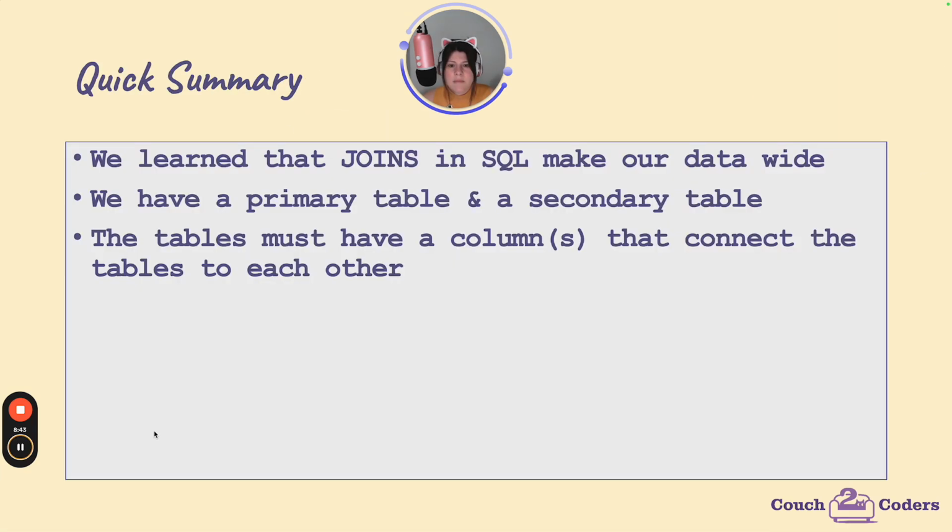Let's summarize what we talked about today. So we learned that joins in SQL make our data wide in comparison to unions that make our data long. When we're doing our SQL joins, one of the things that we need to do first is identify what is our primary table, what is our secondary table, and what column or multiple columns these two tables share.